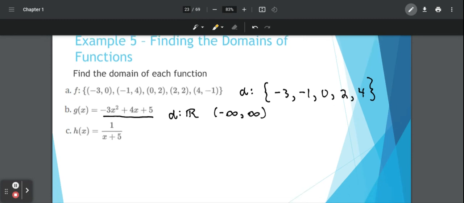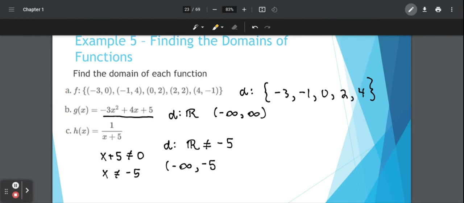And then for part C, we have the fraction. So remember that we know that x plus 5 cannot equal 0 since it's in the denominator, which means that x cannot equal negative 5. So you could say that your domain is all reals not equal to negative 5. If we're using interval notation, we would have to set up two intervals. So we would say negative infinity to negative 5, we don't include it, and then we start again from negative 5 to infinity. Because we use those parentheses there, that would exclude negative 5 from our domain.